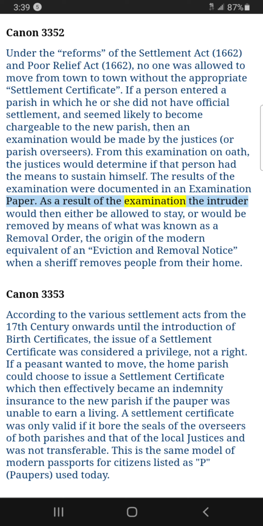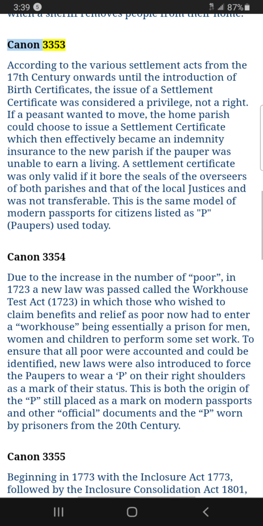The results of the examination were documented in an examination paper. As a result of the examination, the intruder would then either be allowed to stay, or would be removed by means of what was known as a removal order, the origin of the modern equivalent of an eviction and removal notice when a sheriff removes people from their home. Canon 3353.